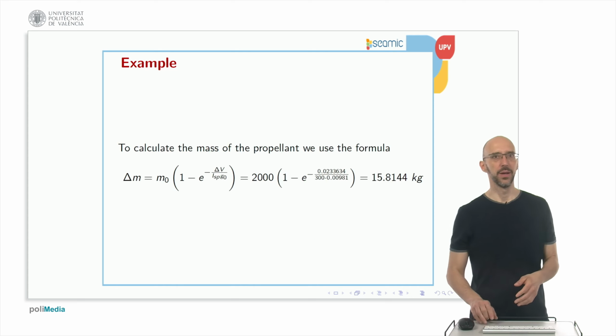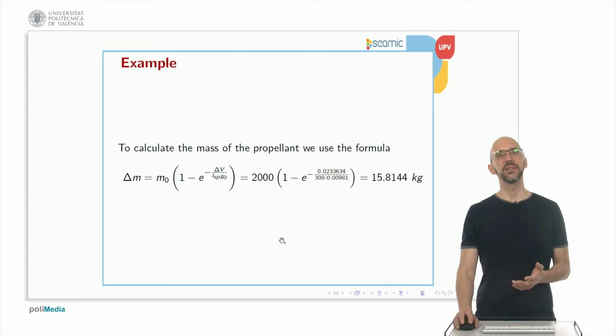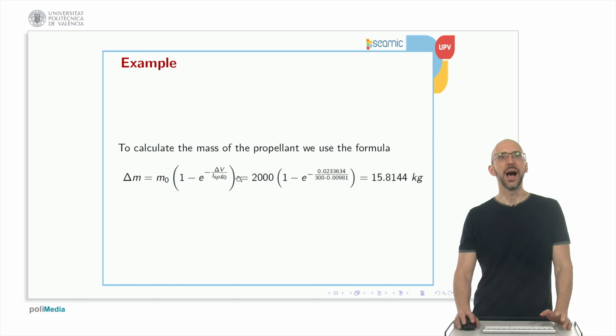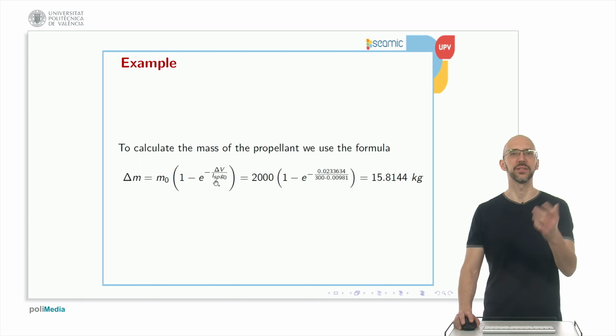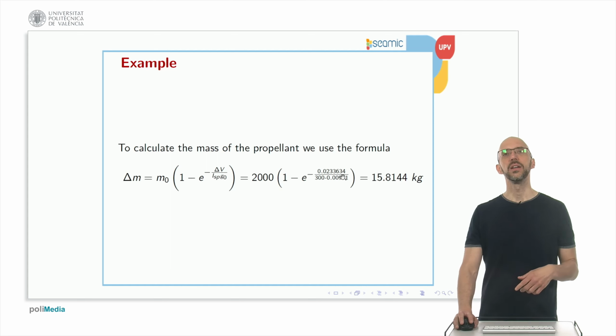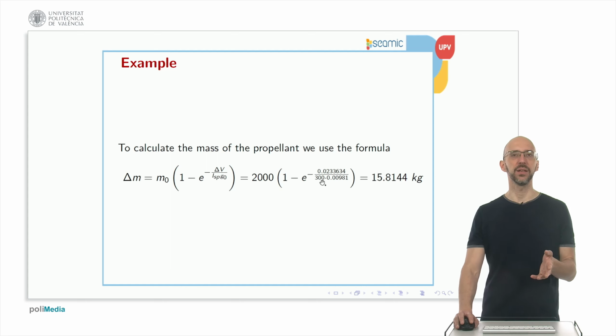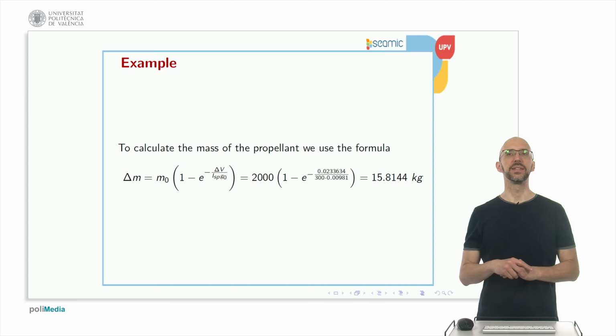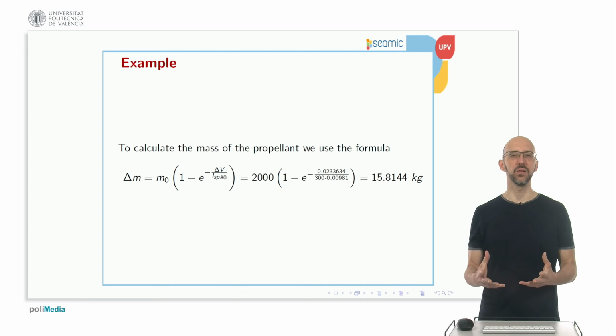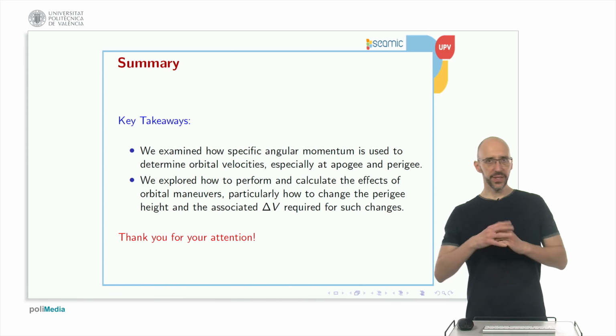I'm not wasting fuel. Okay, so the change in the propellant mass is calculated with this formula. I only need to replace the initial mass, the delta V already calculated, the specific impulse that was given in the beginning of the exercise, 300 seconds, I guess. G0 is the acceleration of gravity at sea level. So if you calculate and replace everything in the formula, what you obtain is 16 kilos of propellant will take you to change the perigee of an orbit only 90 kilometers. Okay? So this is a lot, guys.